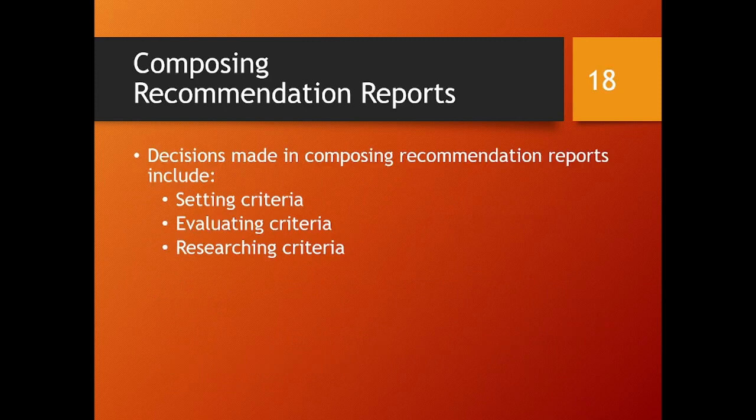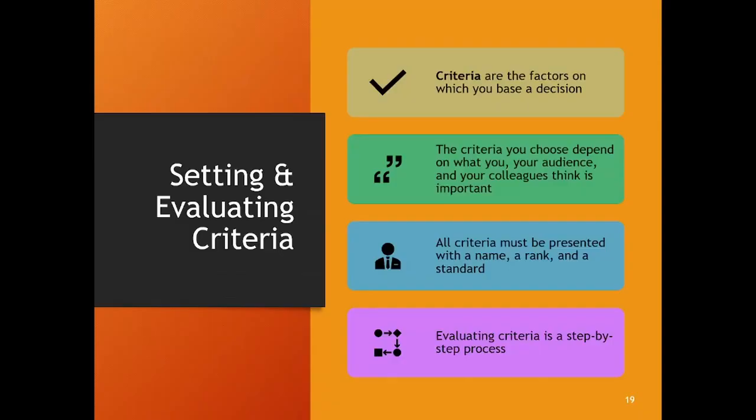Composing recommendation reports. Decisions made in composing recommendation reports include setting criteria, evaluating criteria, and researching criteria. So let's look at setting criteria and evaluation criteria. Your criteria are the factors on which you base a decision. What you choose depends on what you or your audience and your colleagues think is important. And all of that criteria must have some kind of name, a rank, and some standard to compare them to. Next, you're going to have an evaluation, and this evaluation process is going to be a step-by-step process.